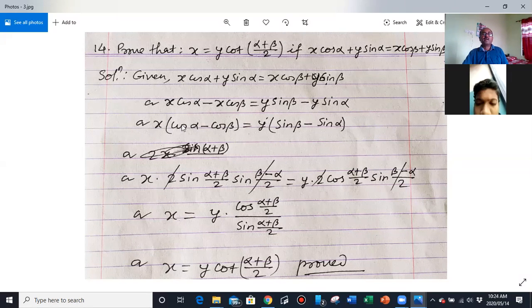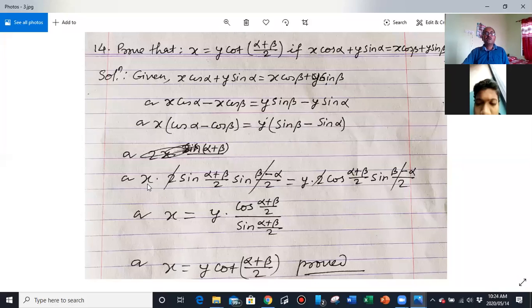Now in this bracket apply cos c minus cos d: 2 sin c plus d by 2 sin d minus c by 2. Right side sin c minus sin d: 2 cos c plus d by 2 sin c minus d by 2. Now 2 and 2 is a factor of both sides, so cancel. Sin beta minus alpha by 2 and sin beta minus alpha by 2 is also a common factor, so cancel.